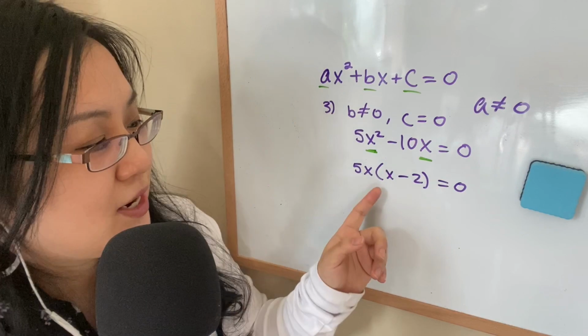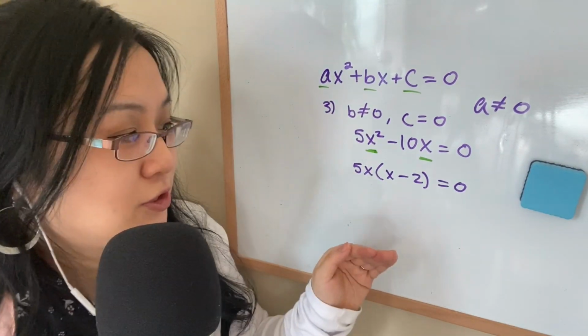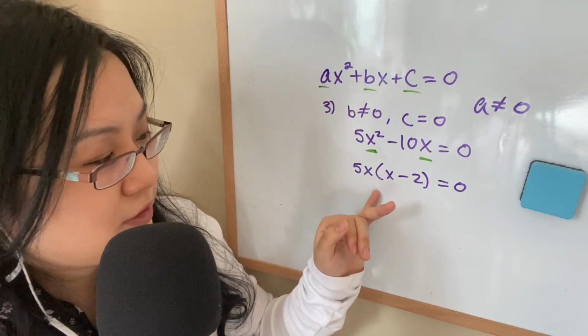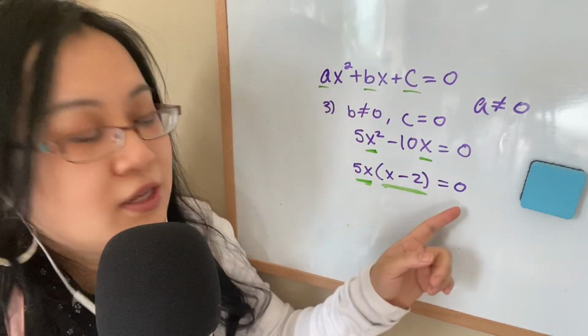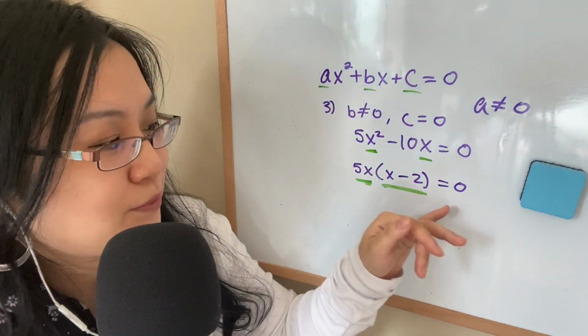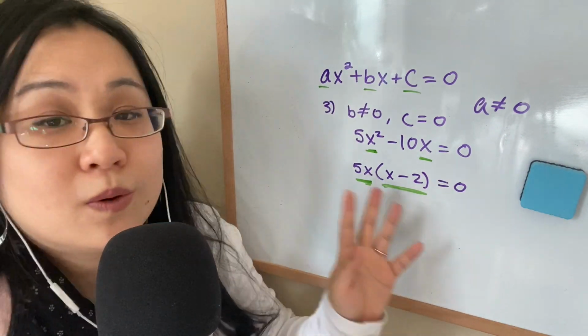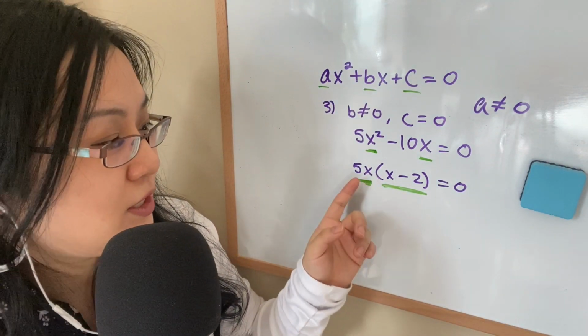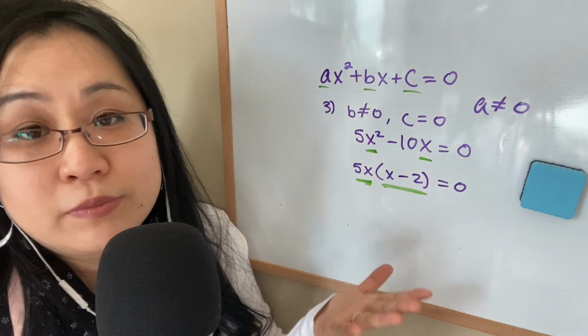Now, here's another big concept for these kinds of questions in general, which is if you have something times something equals 0, the only way for that to be true is for each part to equal 0. Like either this equals 0, or this equals 0, or both, right?